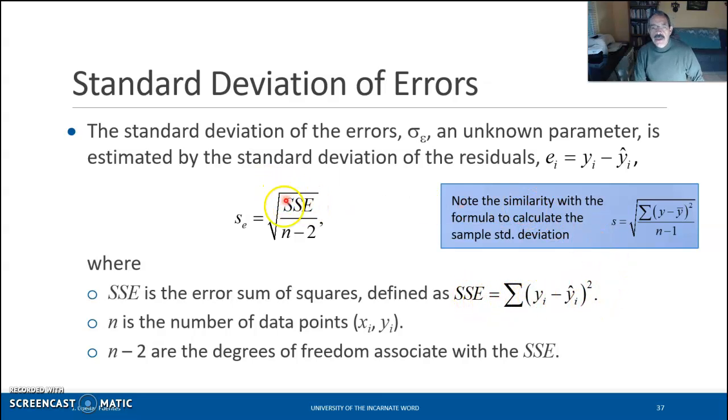I'd like you to notice the similarity of this equation with the equation we saw in Module 3 to calculate the sample standard deviation. Here it is y minus y average, squared, divided by n minus 1. Here it is y sub i minus y hat, squared, divided by n minus 2. And the reason it is minus 2 is because this y hat is determined by the 2 estimates, a and b. So again, I wanted to point out that this calculation is not necessarily that different from this calculation.